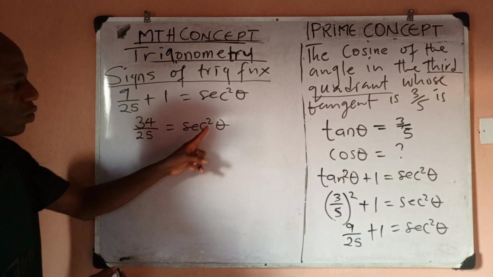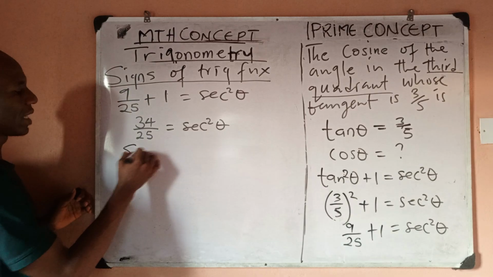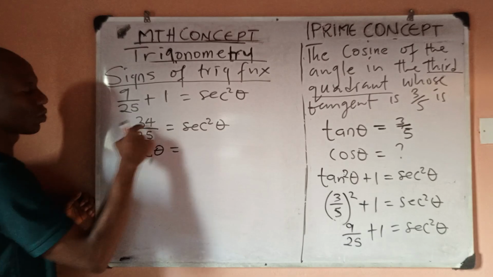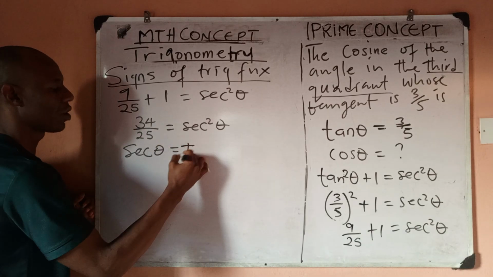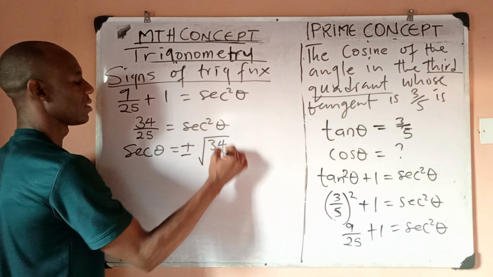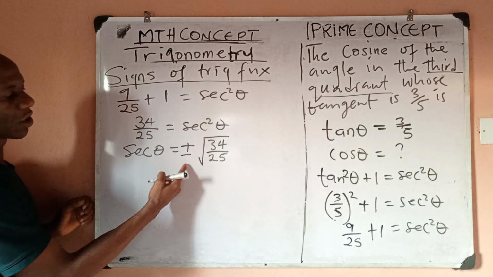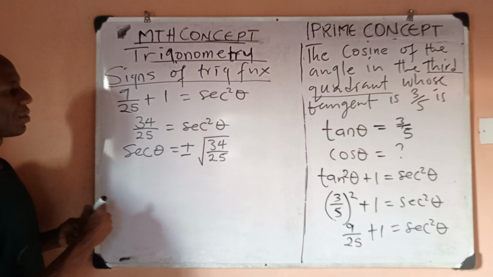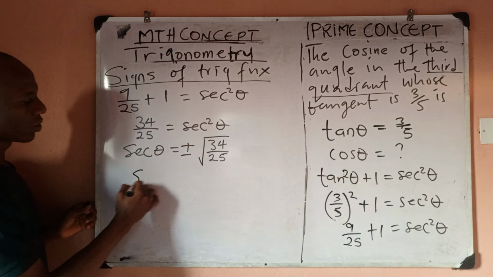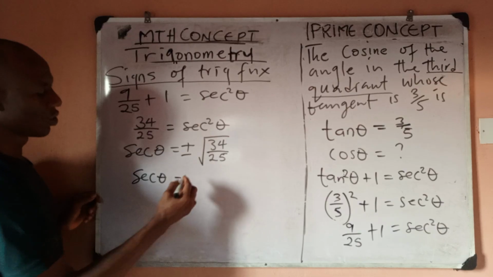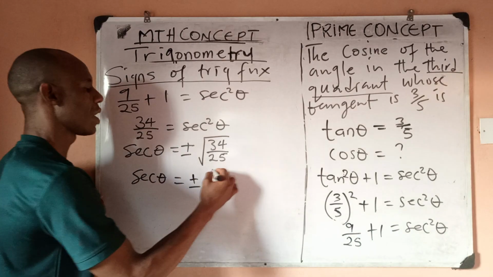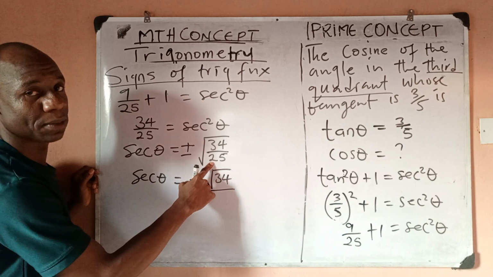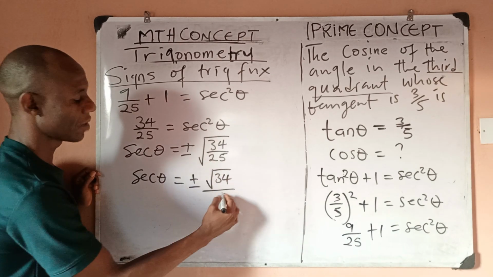Now, the next thing is we want to remove this square. So what it means is that sec theta, removing this square, it will come here as square root. Sec theta is going to be plus or minus square root of 34 over 25. Why the plus or minus? Whenever you're taking square roots, you introduce plus or minus, because it can be either of them, because this is square. So I have that sec theta is going to be plus or minus square root of 34, because it's not a perfect square, all divided by 25, which is a perfect square. So when you say square root of 25, it will give us 5.